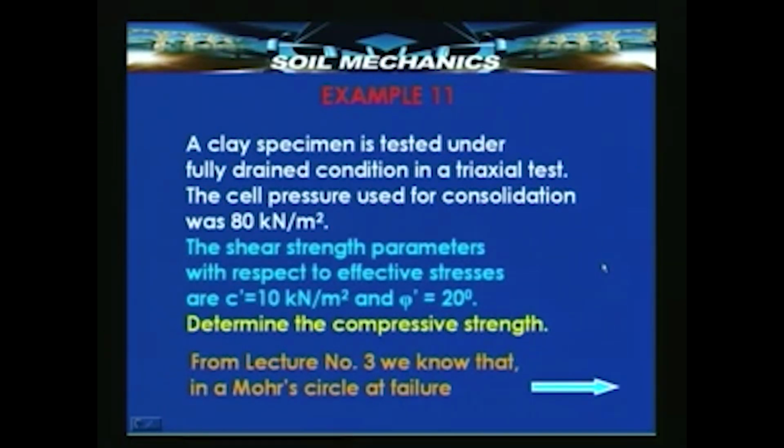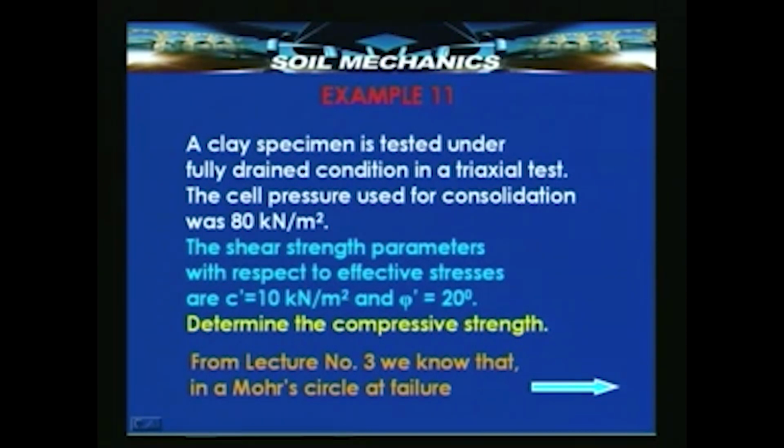Now, let us see one more example of triaxial testing. A clay specimen here is tested under a condition of full drainage. The cell pressure used is 80. Here the shear strength parameters are given, C dash and phi dash, the effective stress parameters. What is required is the compressive strength of the specimen. Now, that is, from shear strength we want to determine the compressive strength of the soil. It is possible from the triaxial shear test data.